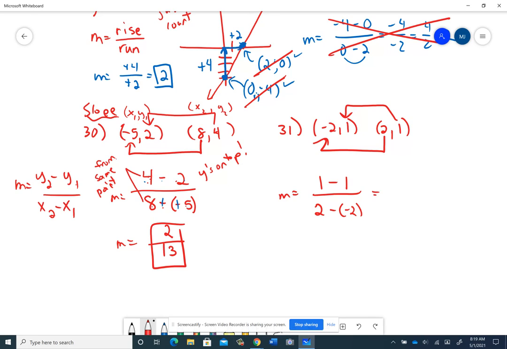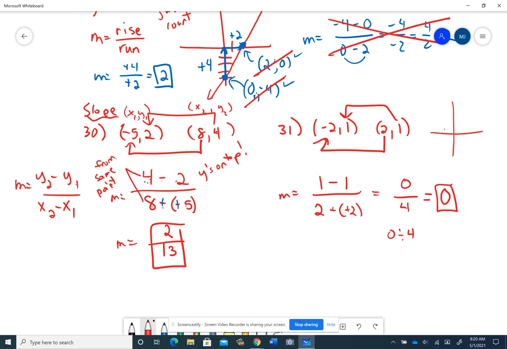Because on this one, we get a 0 on top, and then down here we get a positive 4. That means 0 divided by 4. You can do it on your calculator. It's not going to give you an error. This is not undefined. It's going to give you 0. That's your answer.